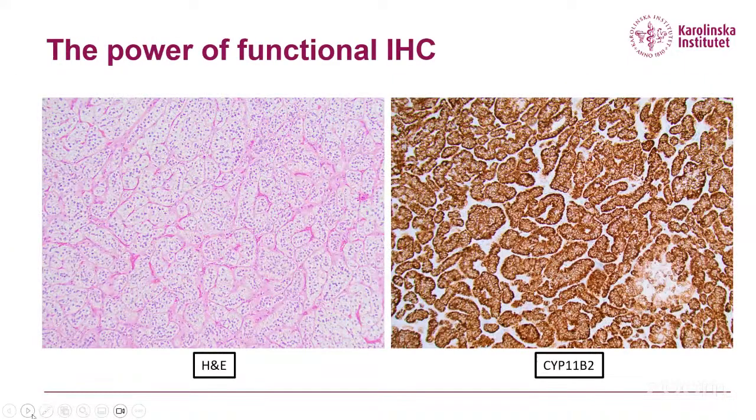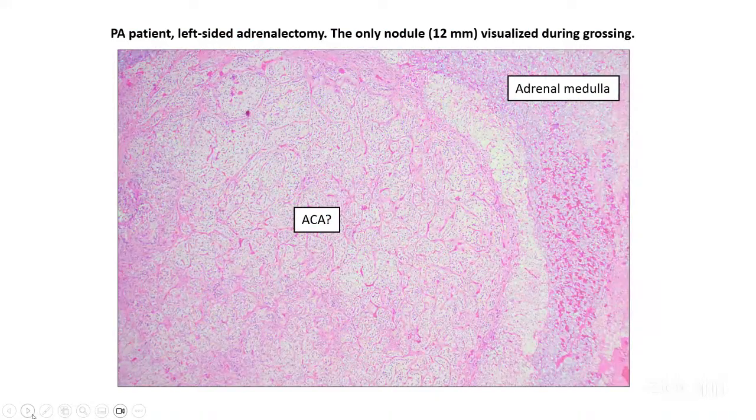So again, the power of immunohistochemistry, you can see now that morphology alone doesn't really tell us much, but with the addition of CYP11B2 or aldosterone synthase immunohistochemistry, you can clearly see that this is a positive stain, which is indicative of an adrenocortical adenoma with aldosterone production.